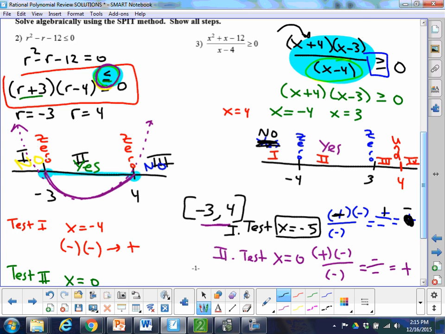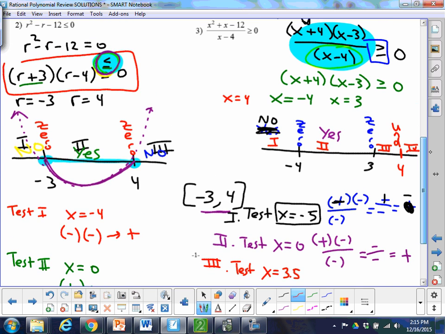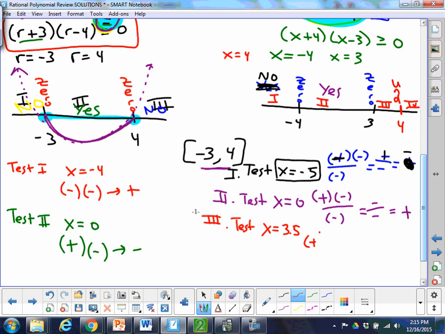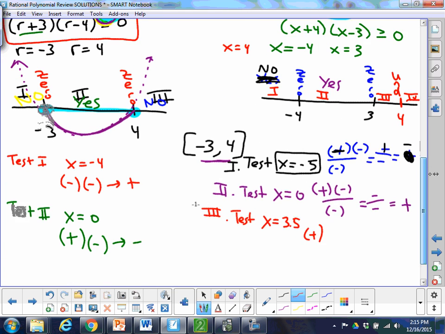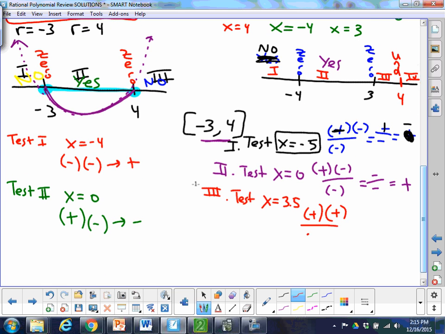And then if we do the other ones, let's see what happens there. If we test something in interval 3, we don't have a lot of options. So maybe using something between 3 and 4, let's use 3.5. If I put 3.5 in there, looking at the factored form, if I add 4, that's going to be positive. 3.5 minus 3 is still positive. 3.5 minus 4, though, would be negative. So this would be a positive over a negative, which would be a negative, so that would be a no-go.